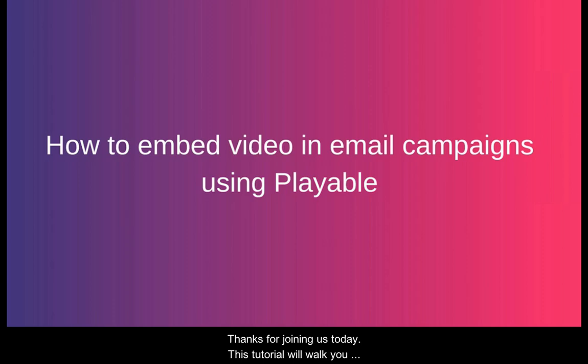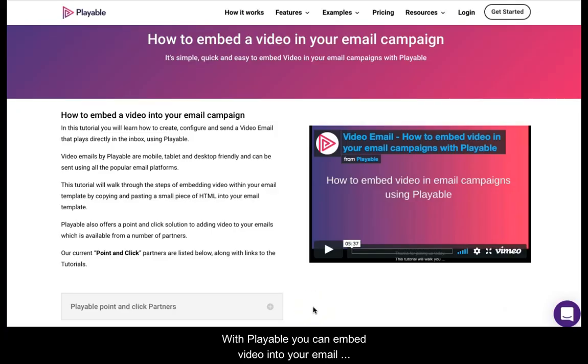This tutorial will walk you through how to embed a video in your campaigns using Playable. With Playable, you can embed video into your email campaigns in two ways. If your preferred email platform is integrated with Playable, you have the option of linking your Playable account with your email platform, which enables you to add video to your email campaigns with a few point-and-click actions. The platforms Playable is currently integrated with, along with links to the tutorials, are listed opposite.